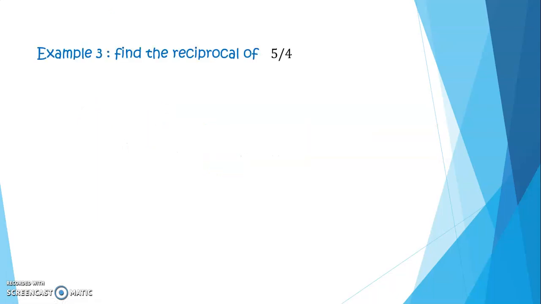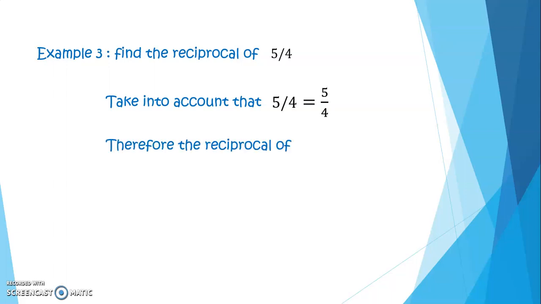We want to find the reciprocal of 5 over 4. Remember that this is another way to write a fraction. Taking into account that we're going to do it really fast, the only thing you have to keep in mind is that the denominator goes to the top and the numerator goes to the bottom. They switch positions. So the reciprocal of 5 over 4 is going to be 4 over 5.